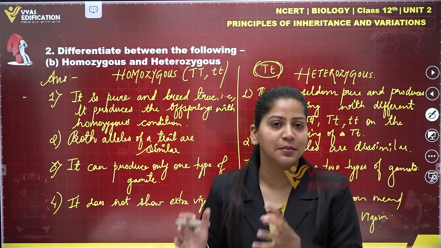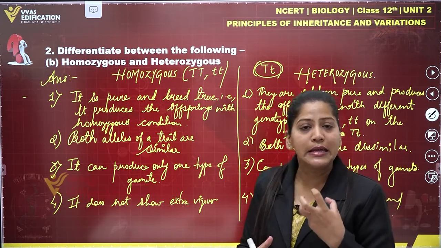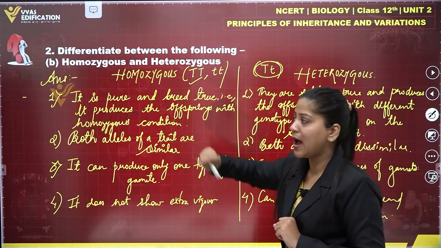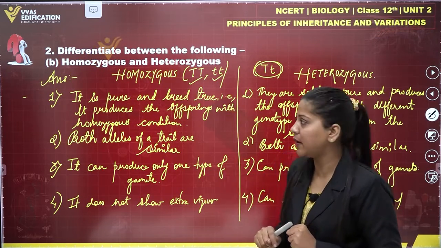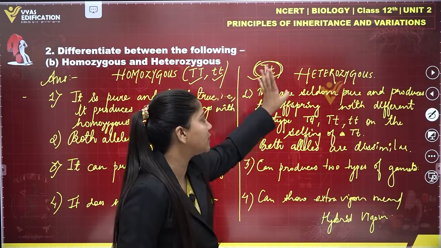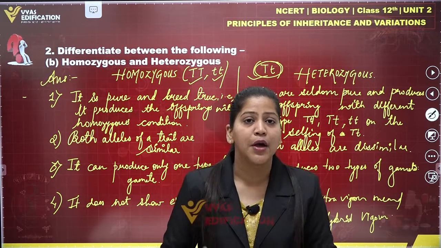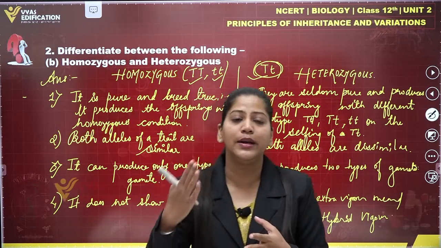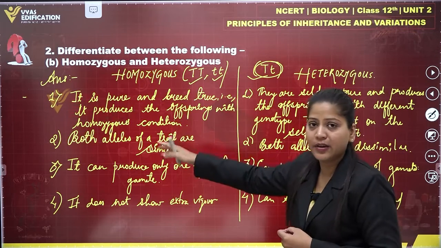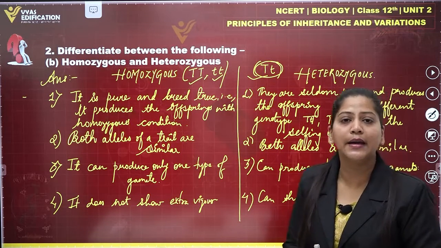Homozygous are always present in the similar condition. Also, there is one more difference: the homozygous condition can have either dominant alleles or recessive alleles, whereas the heterozygous condition contains both types of alleles, that is dominant and recessive. Homozygous can have only dominant or only recessive alleles at a time, because it is present in a similar condition, and the alleles of a trait in the heterozygous condition are dissimilar. So these are the basic differences between homozygous and heterozygous conditions.